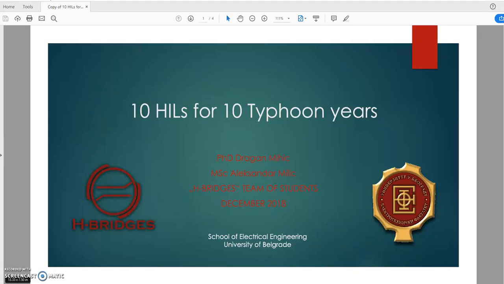Hello, my name is Joksimovic Miodrag, and I am a part of 8 Bridges team of students from the School of Electrical Engineering, University of Belgrade. We are taking part in the 2019 International Future Energy Challenge, and I'm going to present a model we made for Typhoon Hill to simulate the properties of our device.